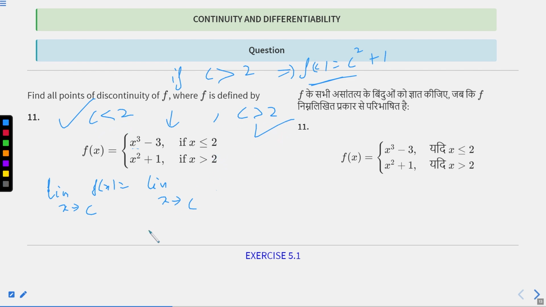But what about 2? Let's see. I have to choose the two-sided limits. One is approaching from the left hand side, another is approaching from the right hand side.